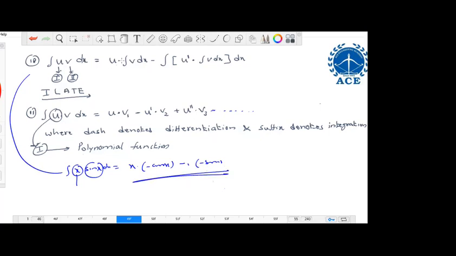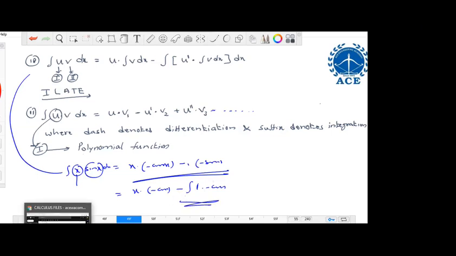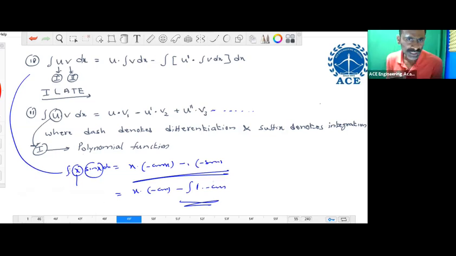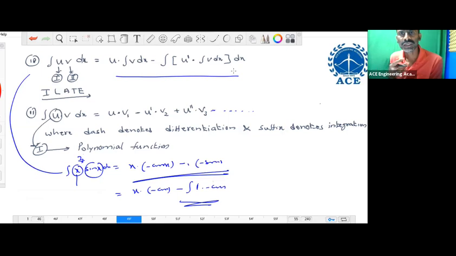If you do the same problem by the first one, we do x into the integral of sin x, which is minus cos x, minus the integral of the derivative 1 times minus cos x, again plus sin x. Once again you have to integrate one more step. For cos x it is no problem, but if it is x square or x cube, there would be many more steps, integral inside the integral. To avoid that, it is easy to apply this.